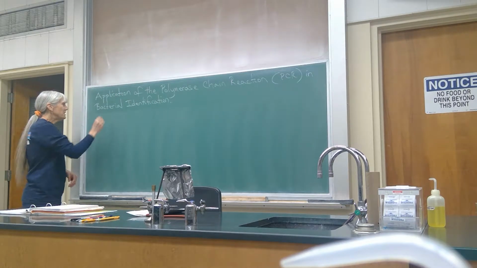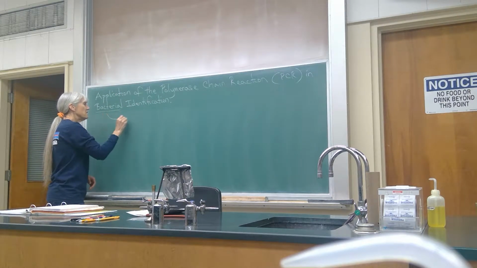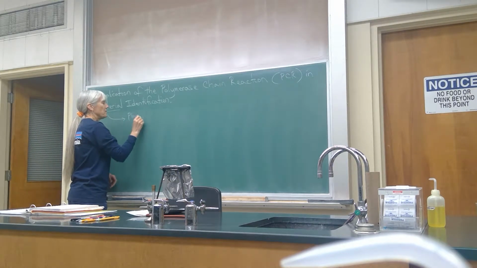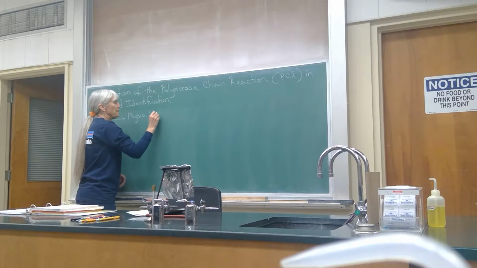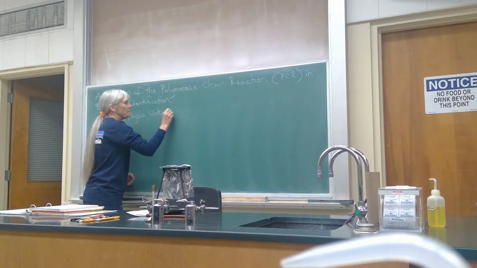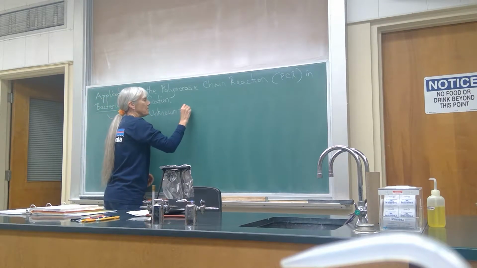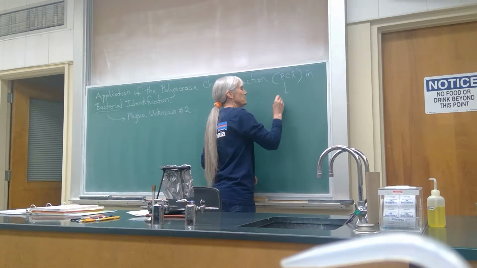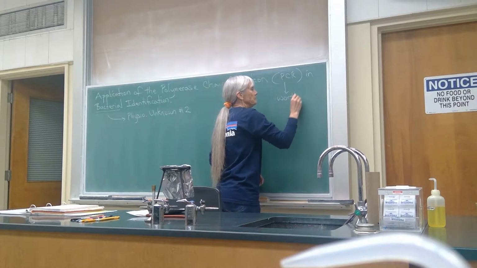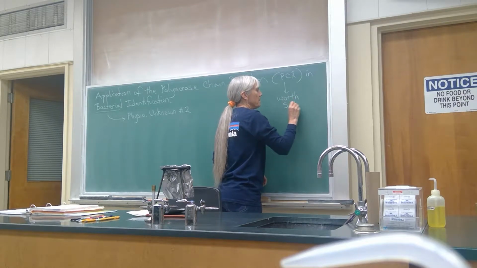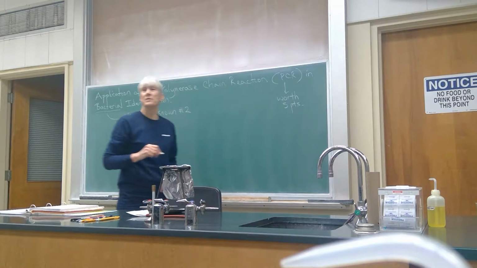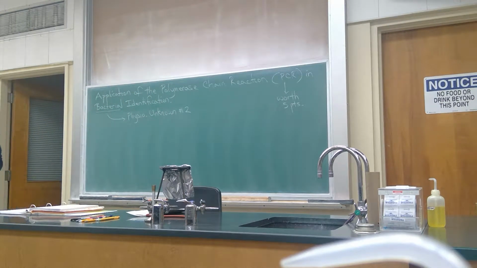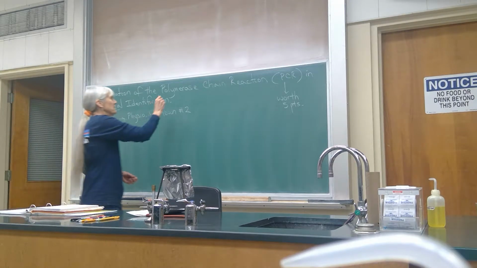So, the bacteria that we are identifying, this is going to be physiological unknown 2. And this PCR, this polymerase chain reaction, is worth points. It's worth 5 points if you do it right. If it works. So the polymerase chain reaction is a process.